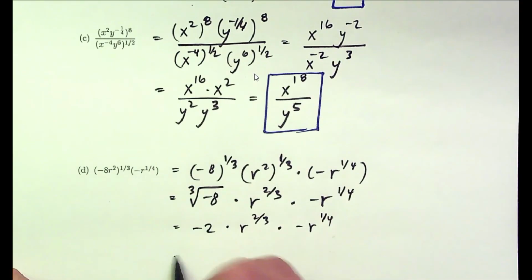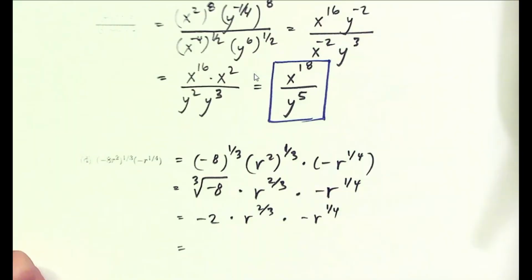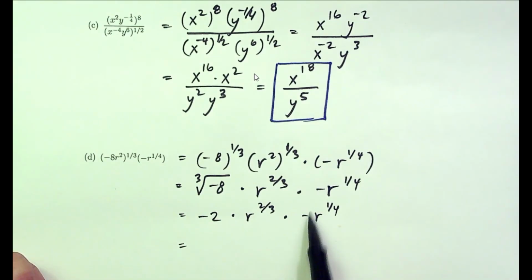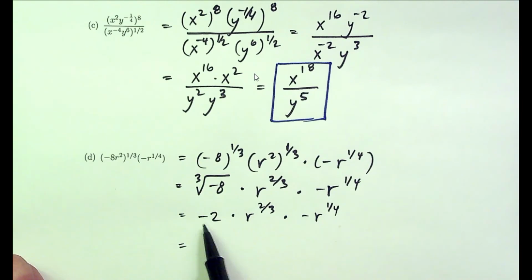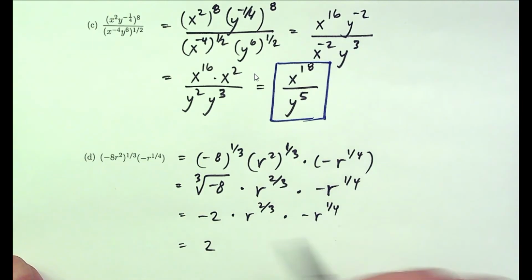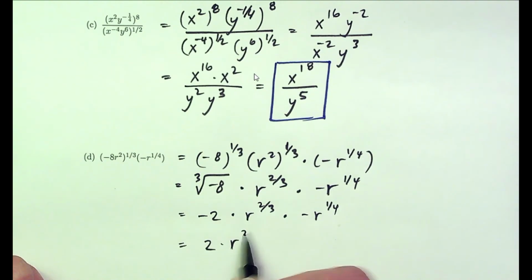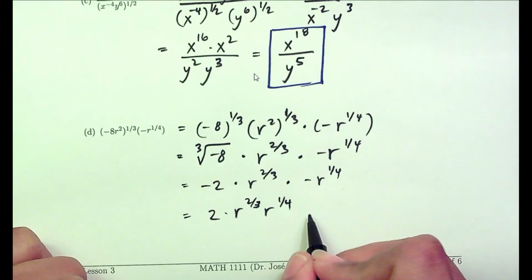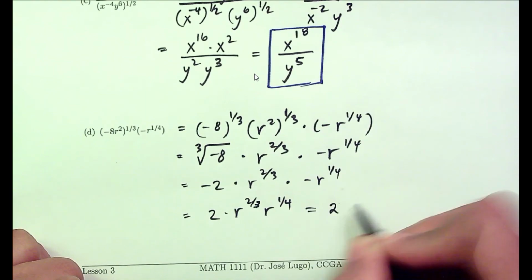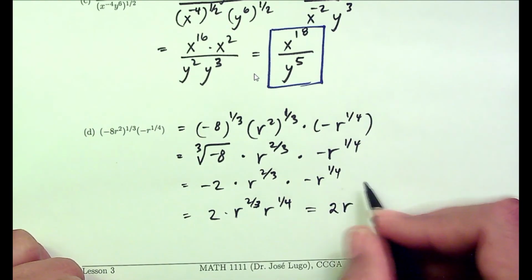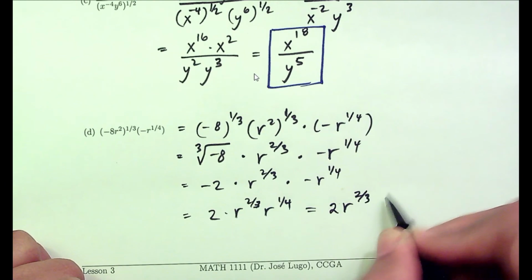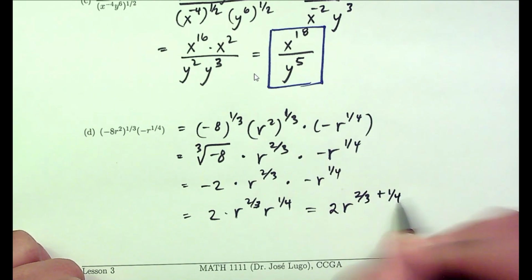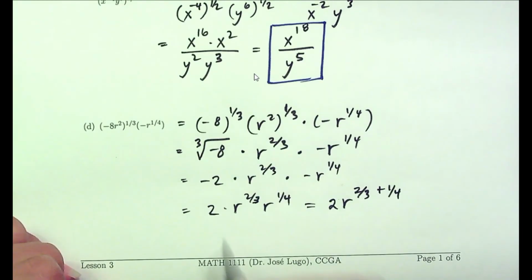Okay, and then let's see, finally, multiply the coefficients. This is like a negative 1 in here. We usually don't write 1, negative 1, but there's an invisible one there. So negative 2 times negative 1, that would be positive 2. And then you have these r's that still need to be combined into a single r using the properties of exponents. And the property says you actually, in this case, add the exponents. So that would be 2/3 plus 1/4.